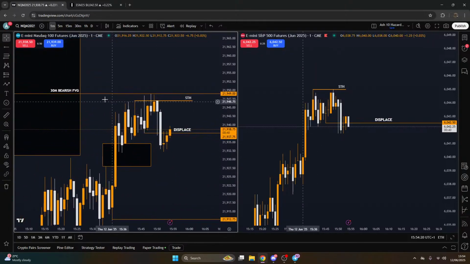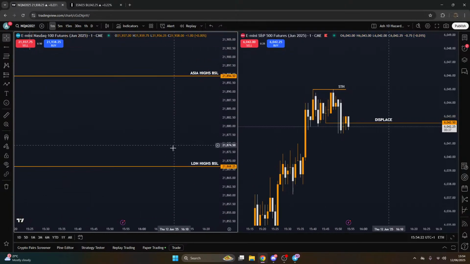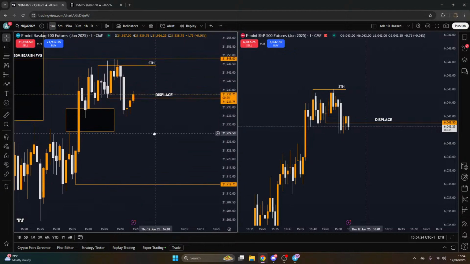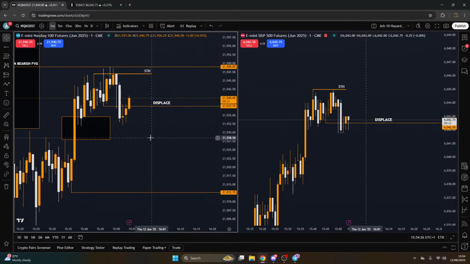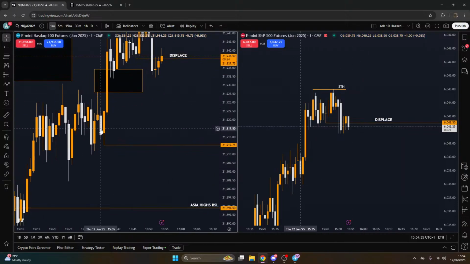And what is minor? So obviously we have Asia highs, London highs. That's major buy side liquidity because that's session highs, session lows. But minor liquidity is liquidity that's been formed in the previous 1 to 2 hours. So you guys can see this low got formed around 20 minutes ago. So this would be a level of minor sell side liquidity.